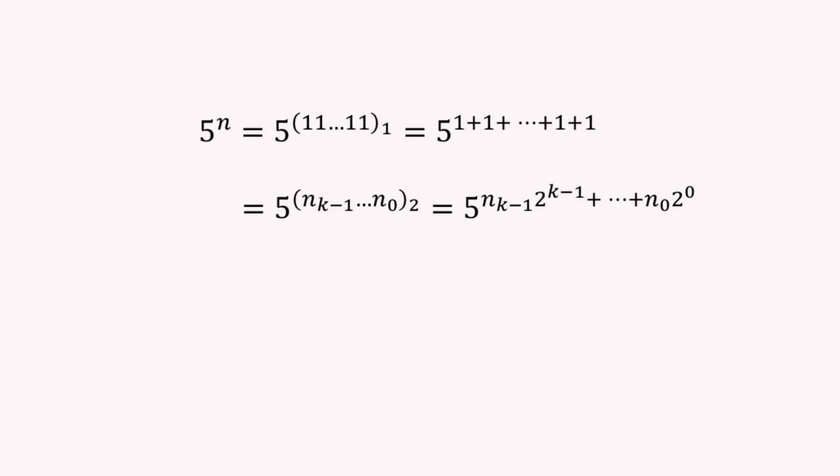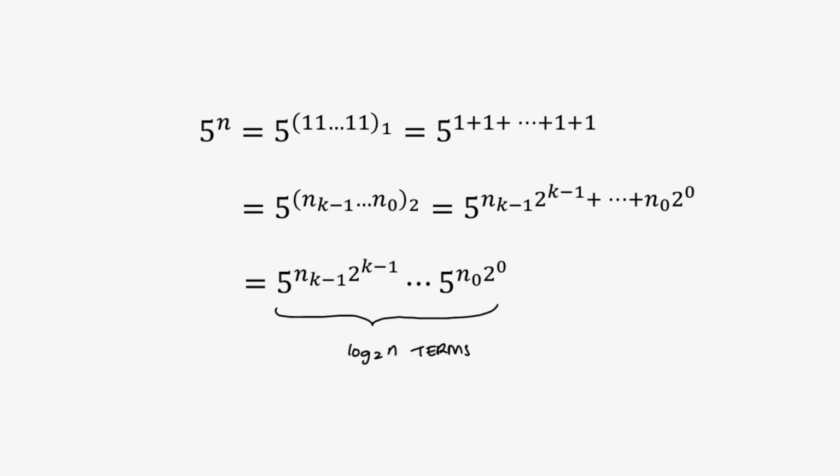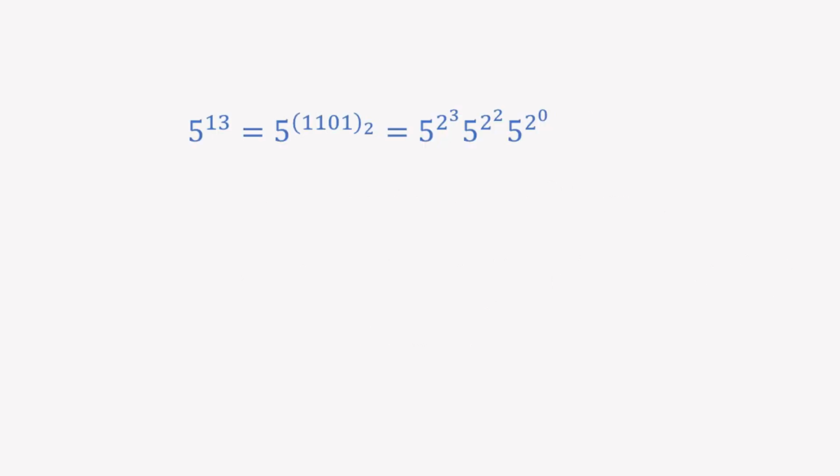Let n be, in binary notation, n sub k minus 1 down to n sub 0, where n sub i is either 0 or 1. If we ignore the n sub i's for a moment, we see that there are about log base 2 of n terms we need to multiply together, if we can compute each term quickly. Luckily, we can! Since we are representing the exponents in binary, each term is a square of the one before. In order to compute 5 to the n, we multiply together those terms where n sub i is equal to 1.